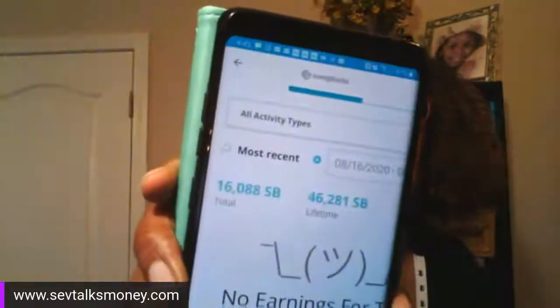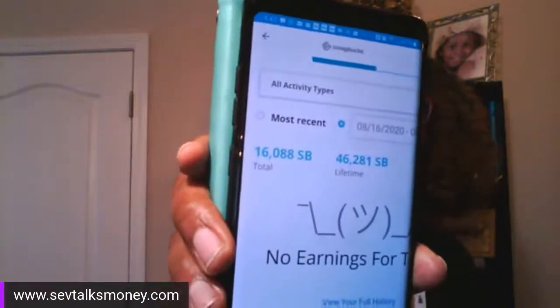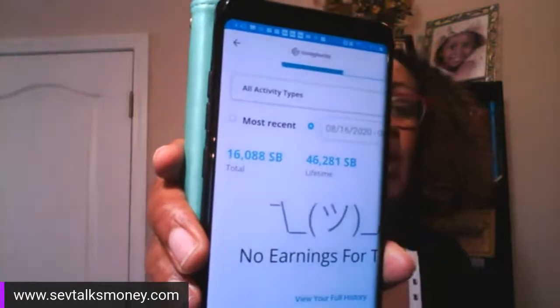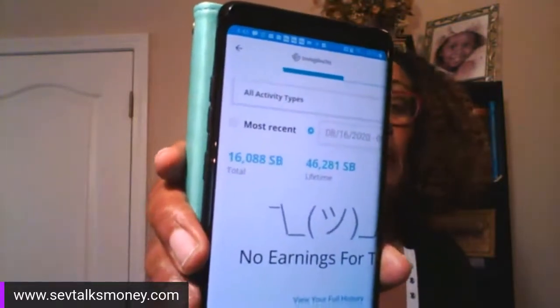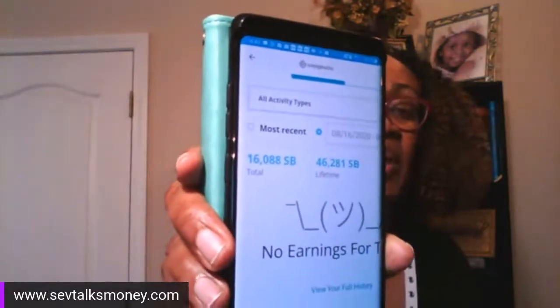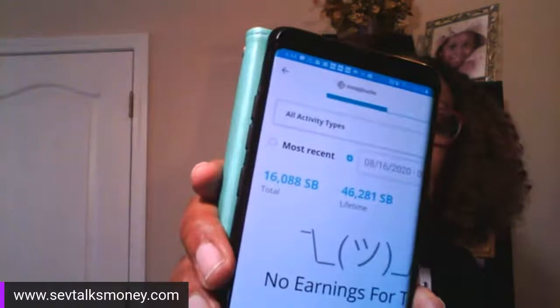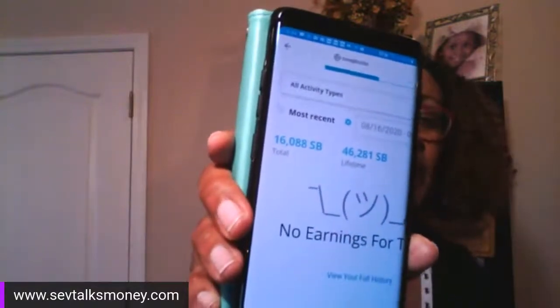So I want to show you my Swagbucks account to show you some of the things. Let me try to make it a little bigger here. Right now I have 16,088 points that I can redeem, and that equates to $160.88. And again, that's with me just buying things I normally buy, but hooking my account to it to be able to take advantage of it. And lifetime, I have made $162.81 from Swagbucks.